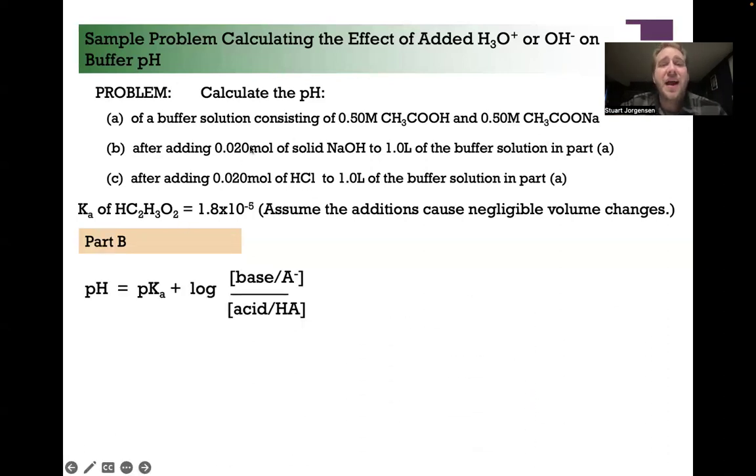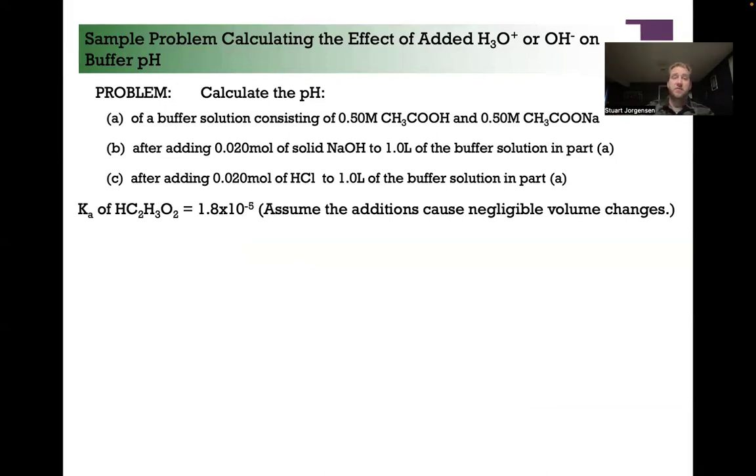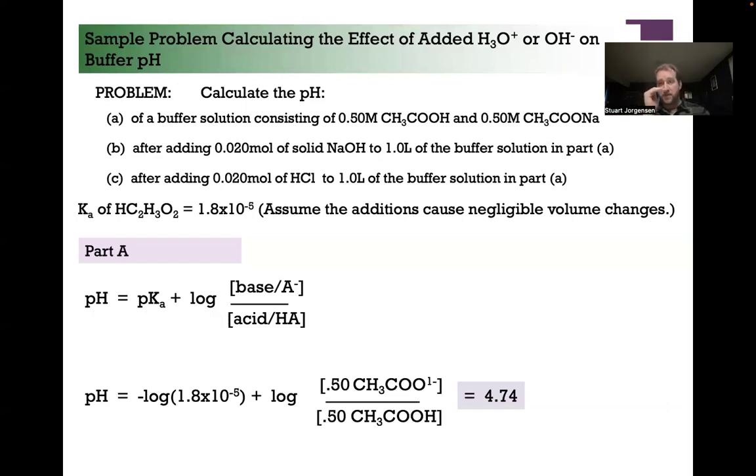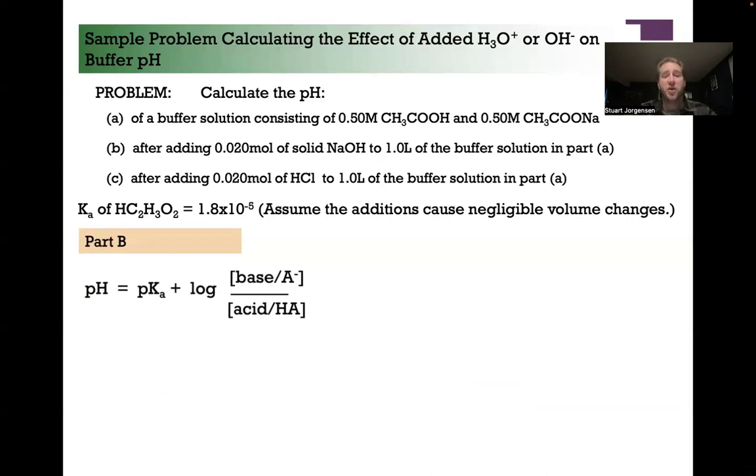So in part B, we're adding some sodium hydroxide. Now, if we were just thinking about what's going to happen to our pH, don't overthink it. Our buffer starts at 4.74. We're adding a base. pH should go up. We've added a base. It's going to become more basic. And so now we just need some way to show that or calculate that.